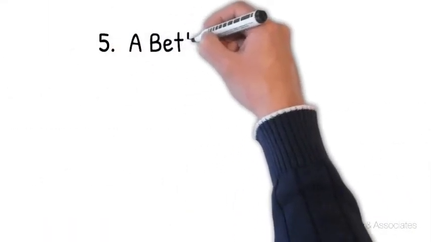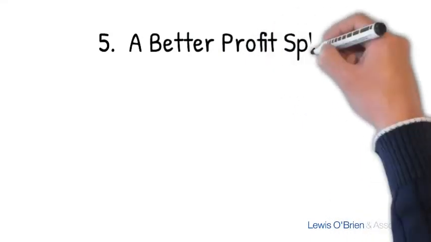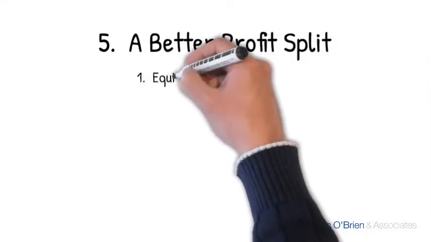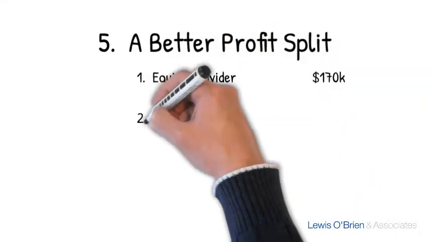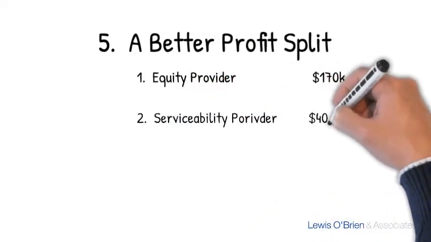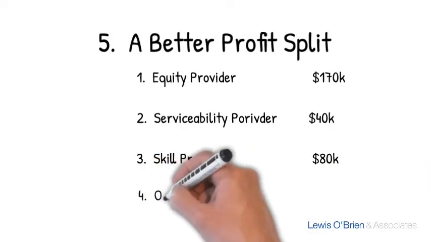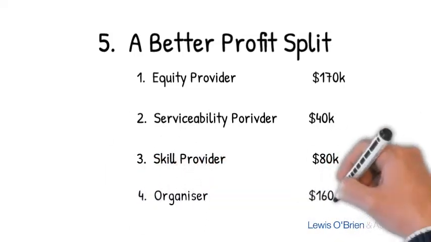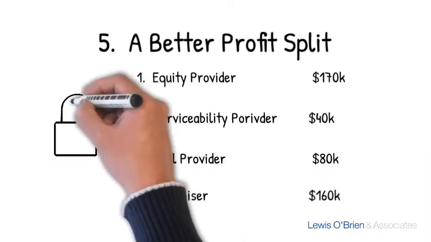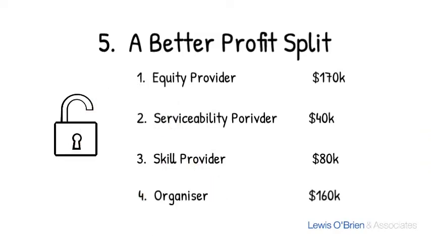So if we assume the organizer can actually retain most of this true profit, this is what the profit split will ultimately look like. Notice that instead of receiving 20% or $90,000 worth of profits, the organizer is now receiving $160,000, which is a substantial step up.